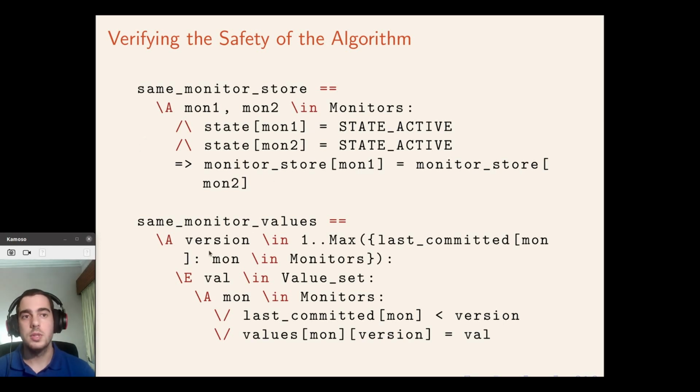The other safety property is this one below, which states that for each slot, so the version will be the slots, there is a value where all monitors that have committed for that slot must have the same value committed. After defining these two safety properties, what I did was check the specification to see if I could find any bug, and long story short, I didn't find any.